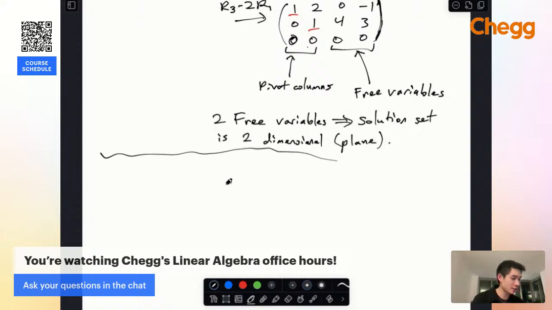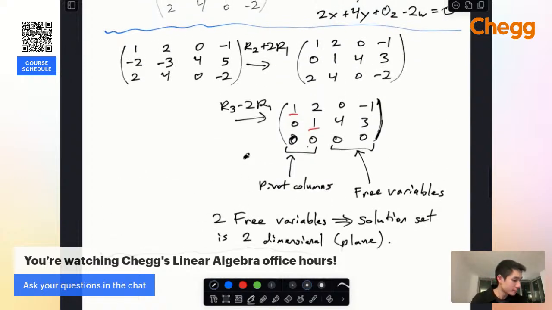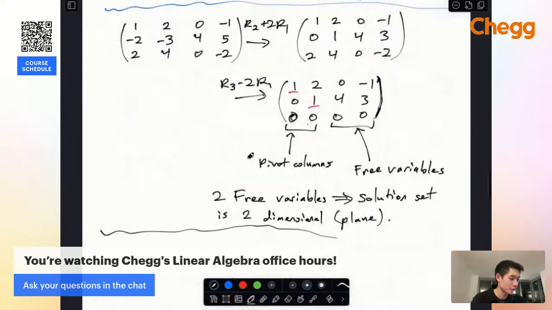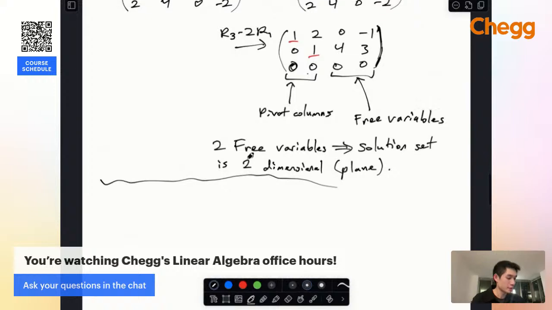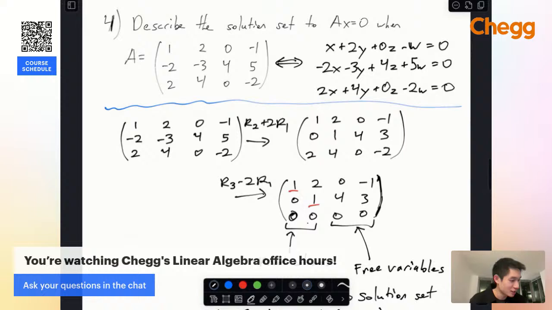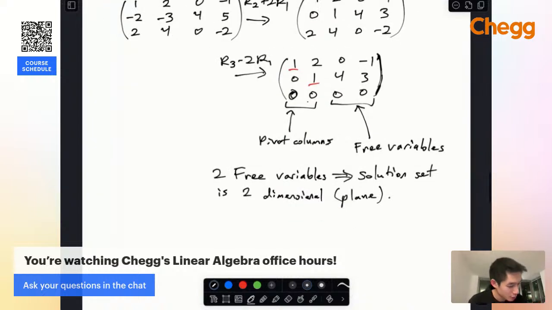Okay, so actually next, I want to continue on this example, which is not just to describe the solution set, but to actually compute the solution now. So let's make this a part B of the question. So this is part A. Let's make a part B. Compute the solution.